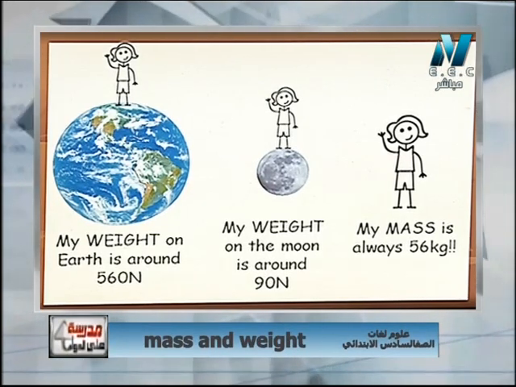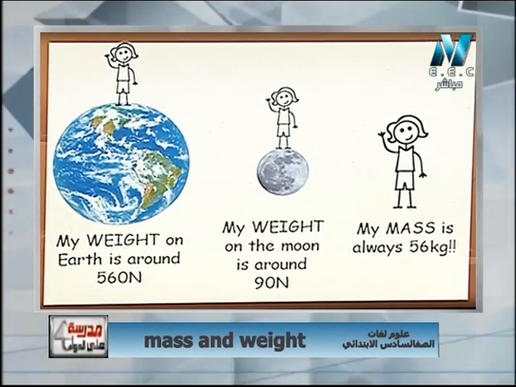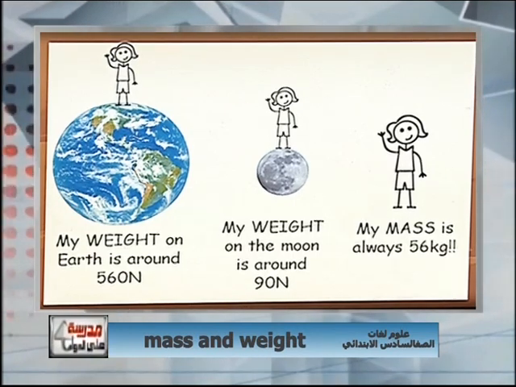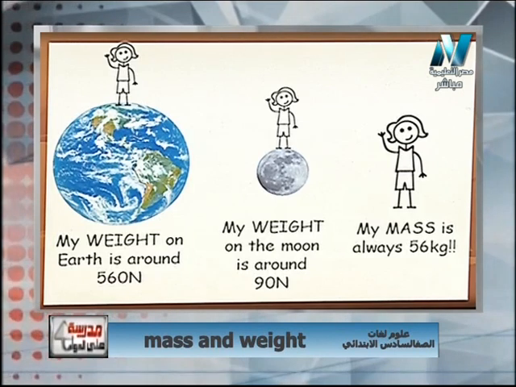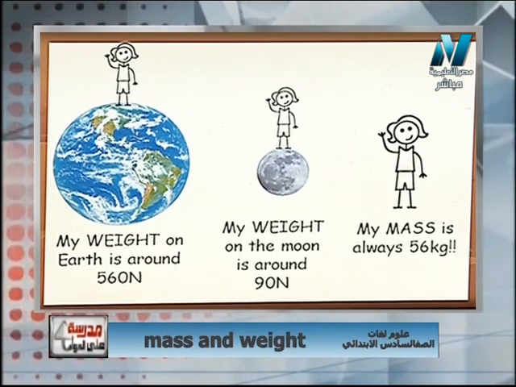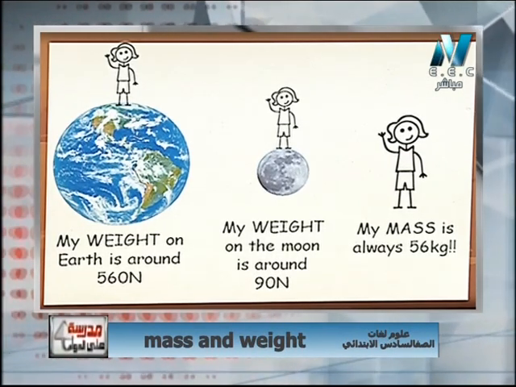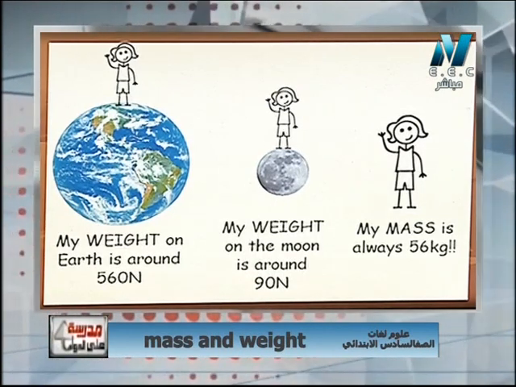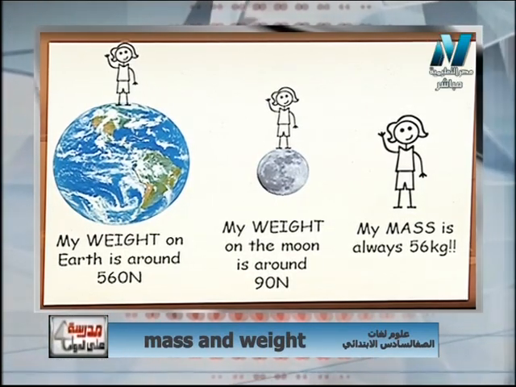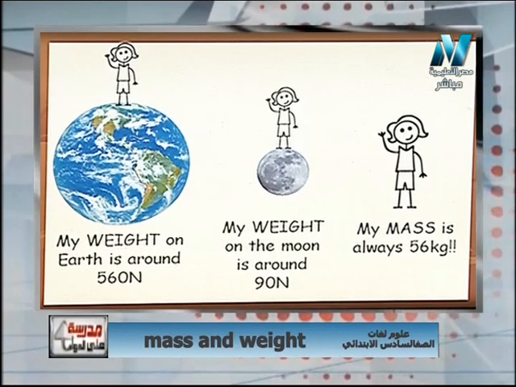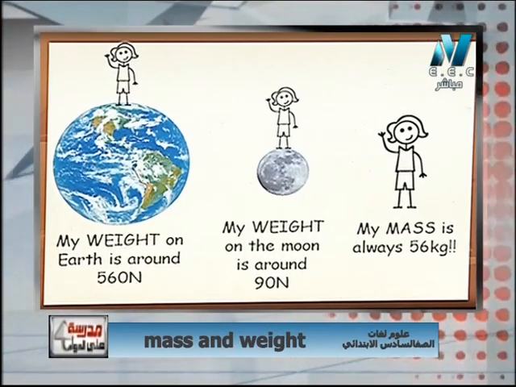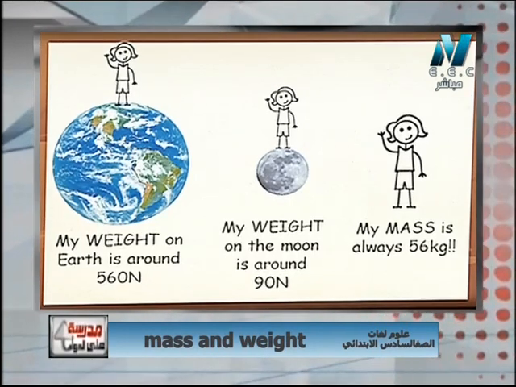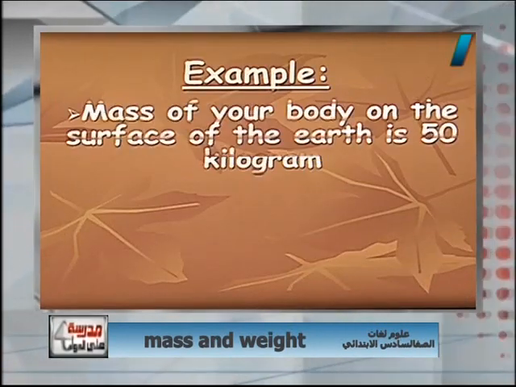نركز فيها شوية. في someone or a girl is standing on the earth. Her weight is 560 Newton. But on the moon her weight is 90 نيوتن. يبقى الويت بيتغير لكن الماس is always constant. عشان كده بيقول لي الماس is always 56 كيلوغرام. يبقى الماس عند الإيرث هتكون 56 كيلوغرام، عند المون the same mass 56 كيلوغرام، لكن اللي بيتغير هو الويت. طب نتكلم بقى بالتفصيل شويه عن الويت.